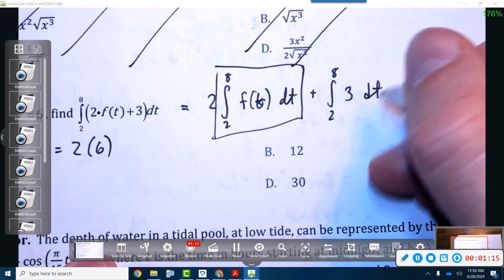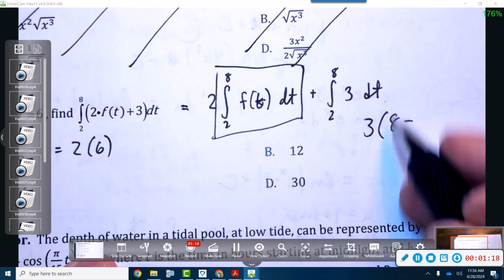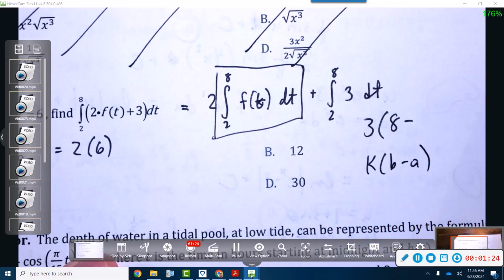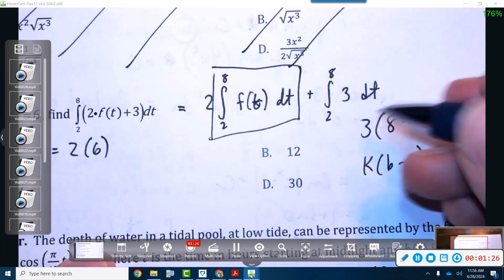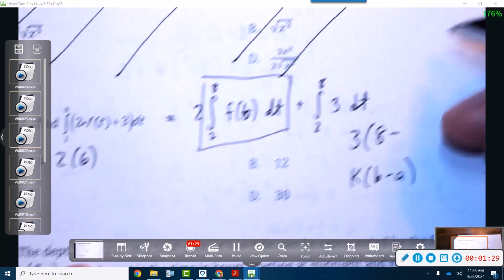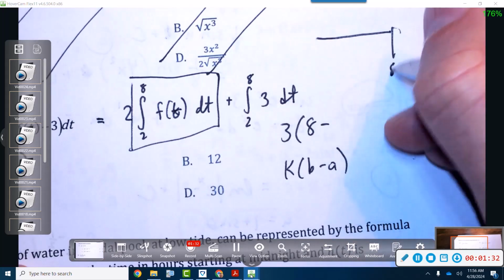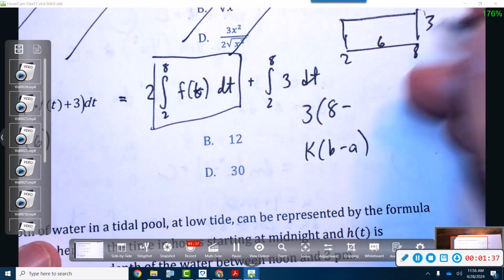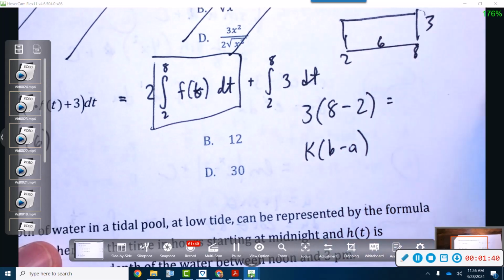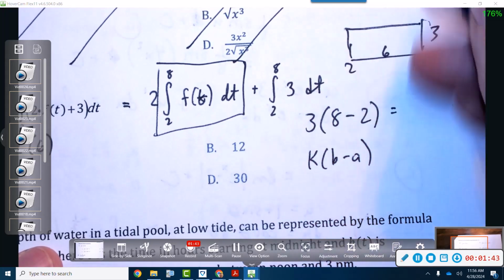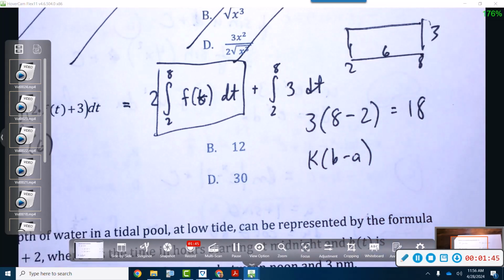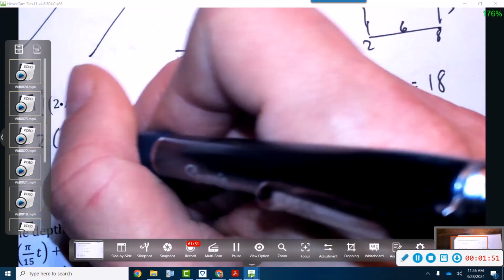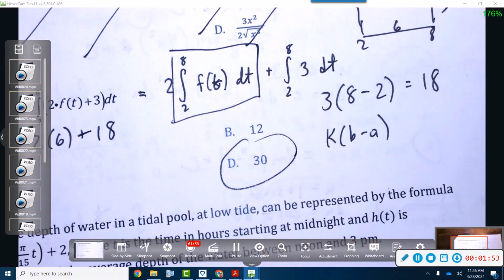Now, because it's a constant, if you remember, we've got a little formula there. This is the constant times b minus a. If you remember, it looked like this, okay? And it's a rectangle. So you could find the area of this pretty quickly if you drew a graph. It's just a flat line. You're going from 8 and you're going from 2. So you got a distance of 6 times 3. That's 18. So if you forgot the formula, you can actually just see that it's a rectangle. So we've got 12 plus 18, which is going to be 30.